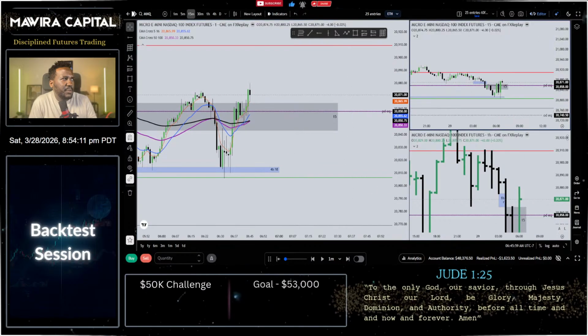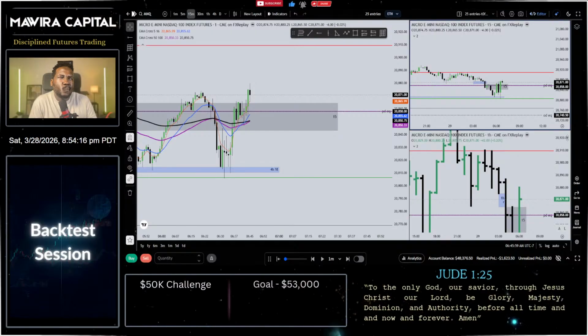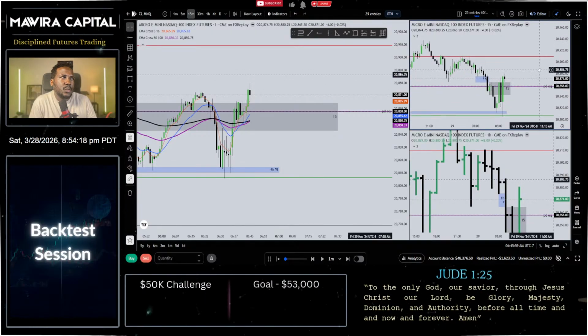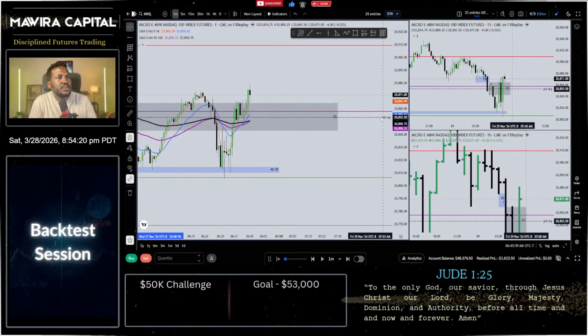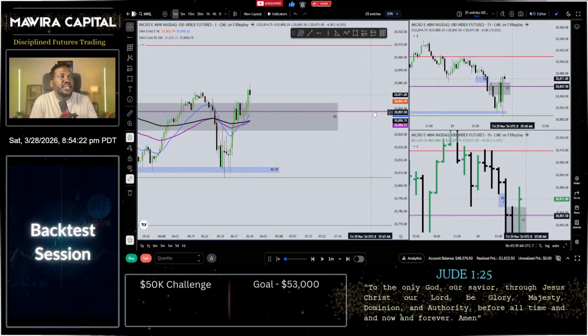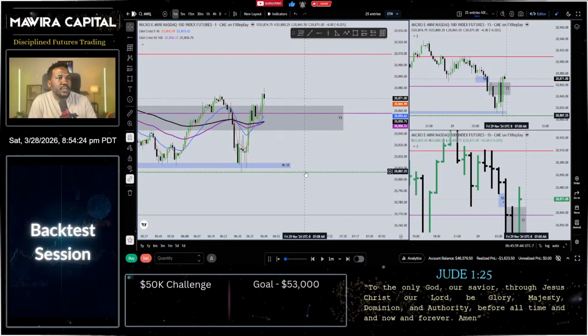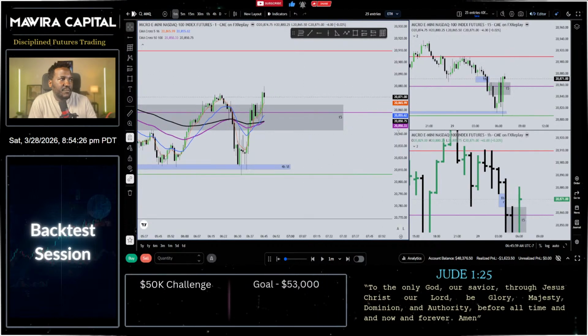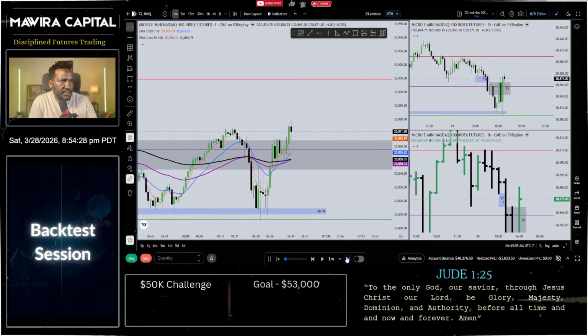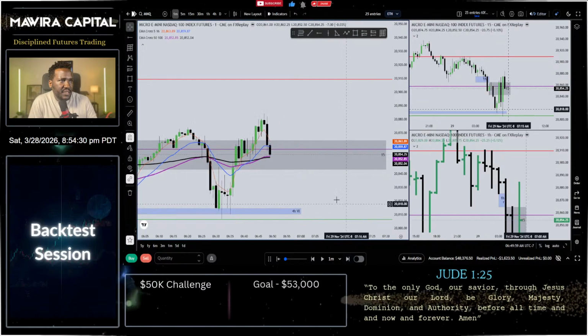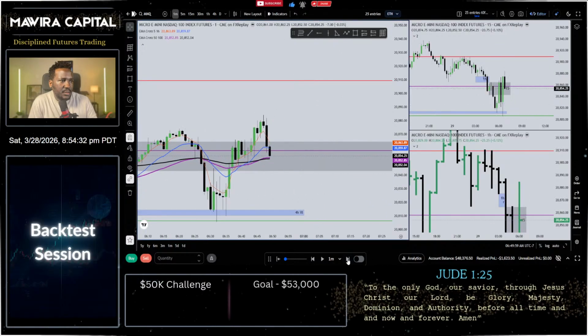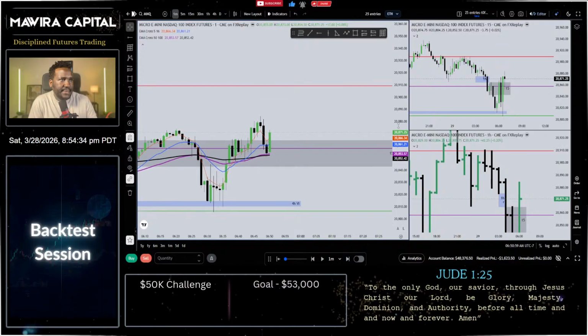Why is that purple there? Previous day EQ. Okay, so I didn't have to draw this because we already said the purple is the previous day EQ. That's the low, that's the high, that's the half point. All right, let's see if we can get a trade here. I like this, and I do like that.